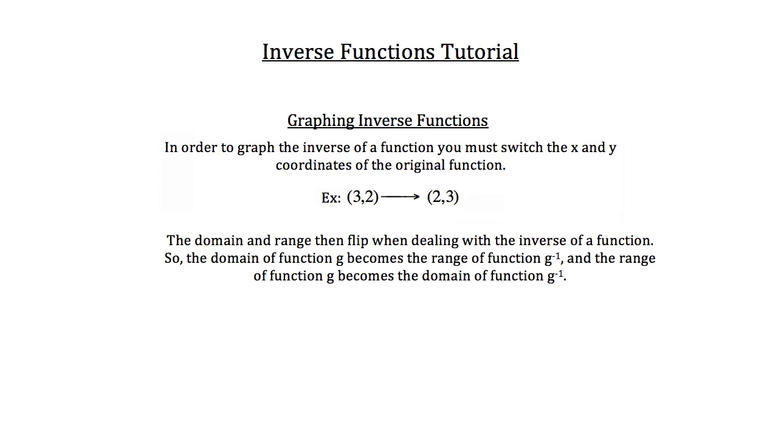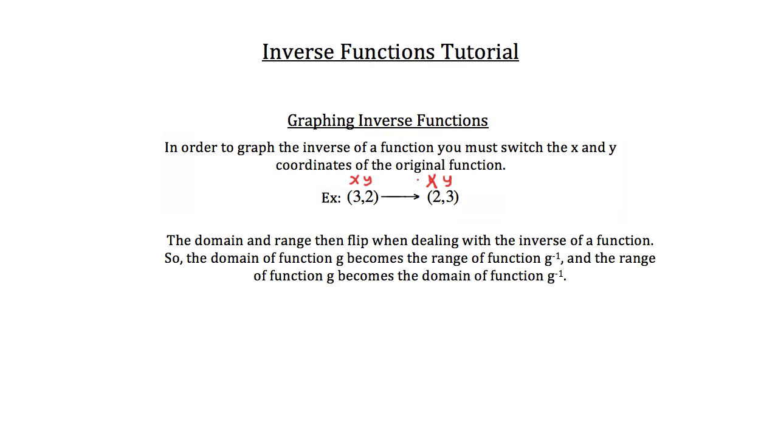In order to graph the inverse of a function, you must switch the x and y coordinates of the original function. So, for example, if one of the points on the graph of a function happened to be (3, 2), so the x was 3 and the y was 2, then you would switch the x and y coordinates for the inverse point, and you'd get (2, 3). So the x and y stay in position, but you actually just flip the numbers.